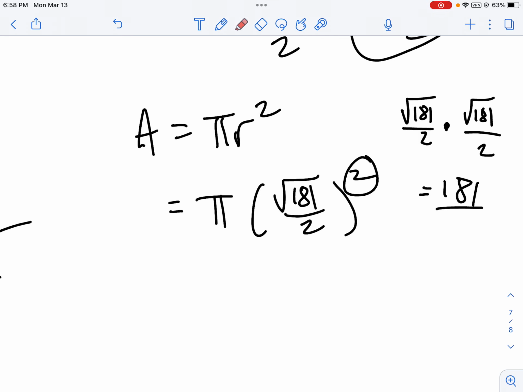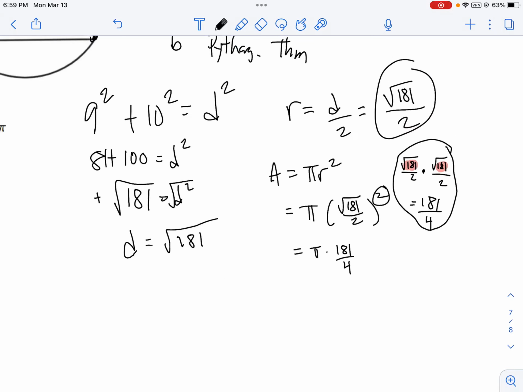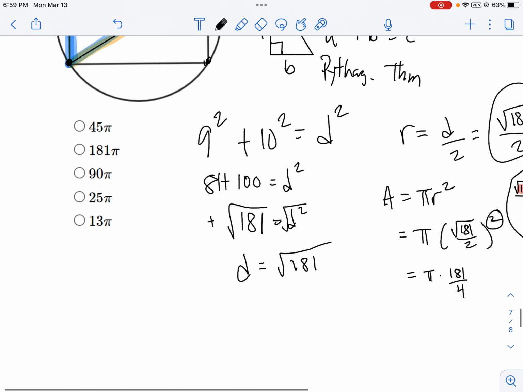Because we know that if we have two of the same thing, one is going to be able to come out of the square root. It's going to be able to simplify out. Which means that now we have that. In our denominators, we have 2 times 2, which is 4. Okay. So now we know that we have that square root of 181 over 2 squared is the same thing as 181 over 4. And now we have 181 over 4 pi.